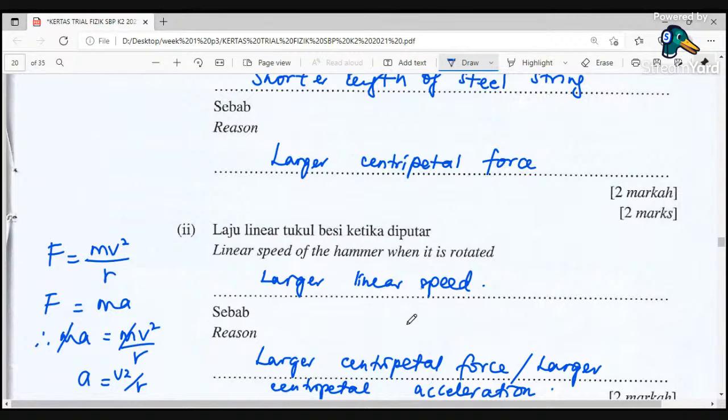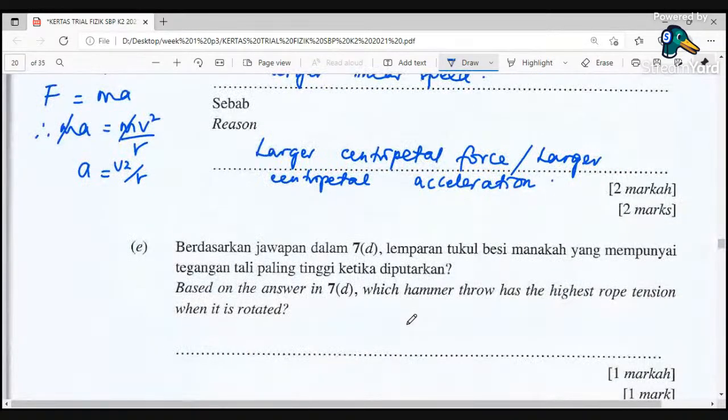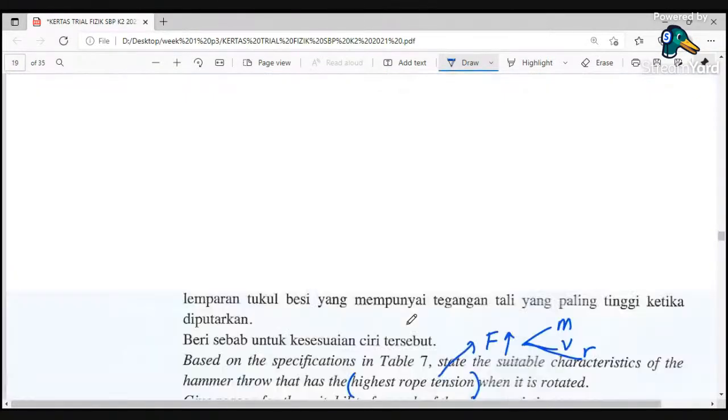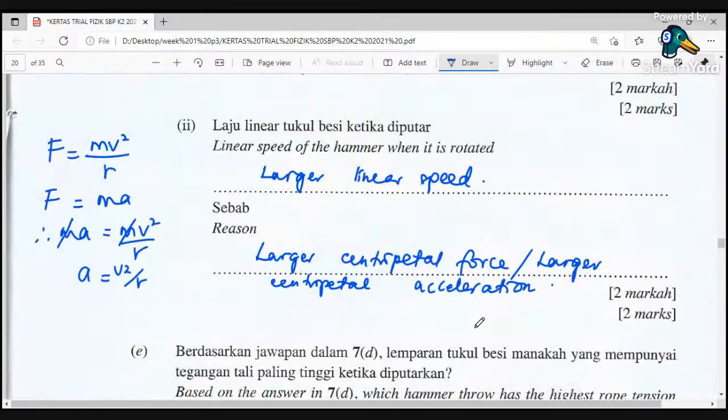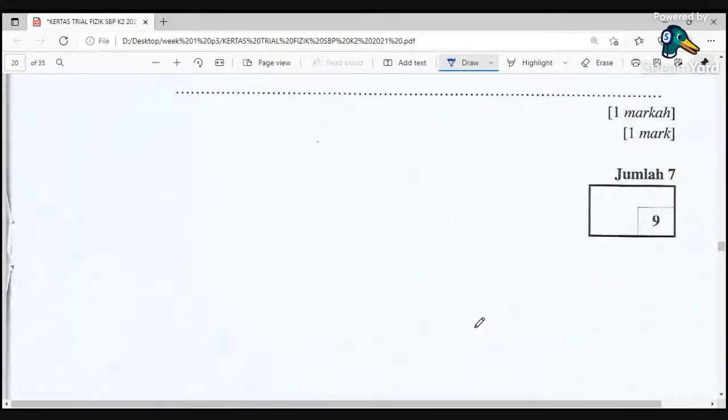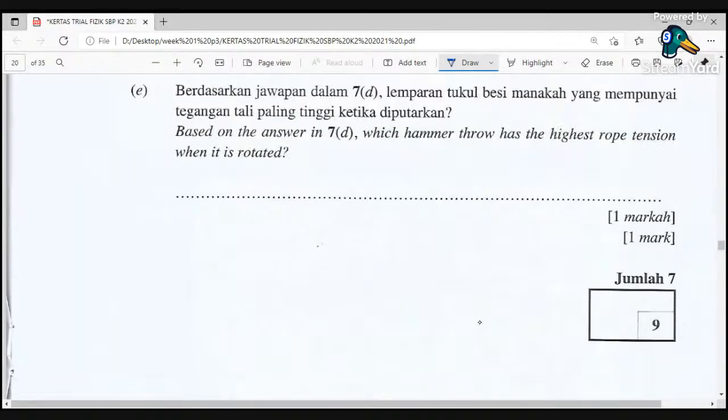Okay, so this is the one we should choose. You can refer again to the table. Short one, short. So I think this one. And then the linear speed, the highest one. So we should choose H. Okay, so you write down the answer here, H.